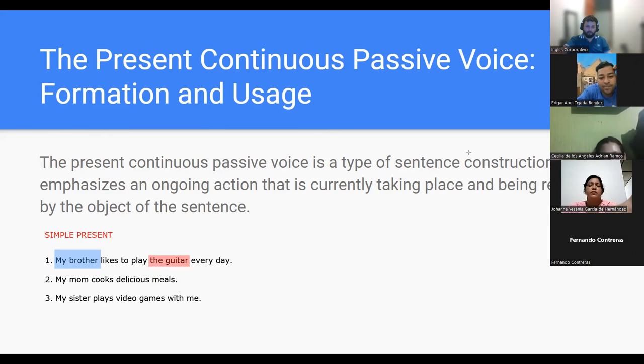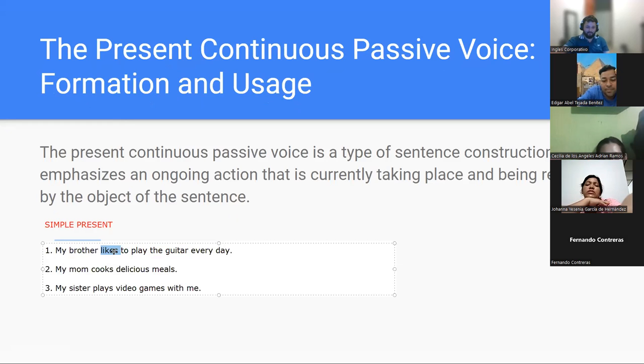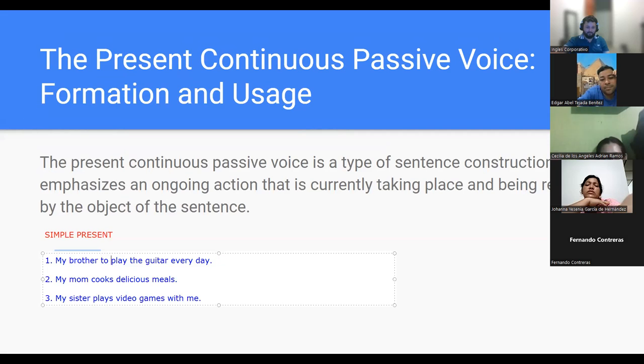Okay. So now what I'm going to do, guys, notice that not every sentence will have a subject and an object. So what I'm going to do is switch them around. First of all, I'm going to start with the object. What is the object? The guitar, right? Now here we said likes to play. We cannot use like here, guys. We have to change this example. We cannot say likes to play, right? My brother plays. My brother plays the guitar every day. And now we can turn this into passive.